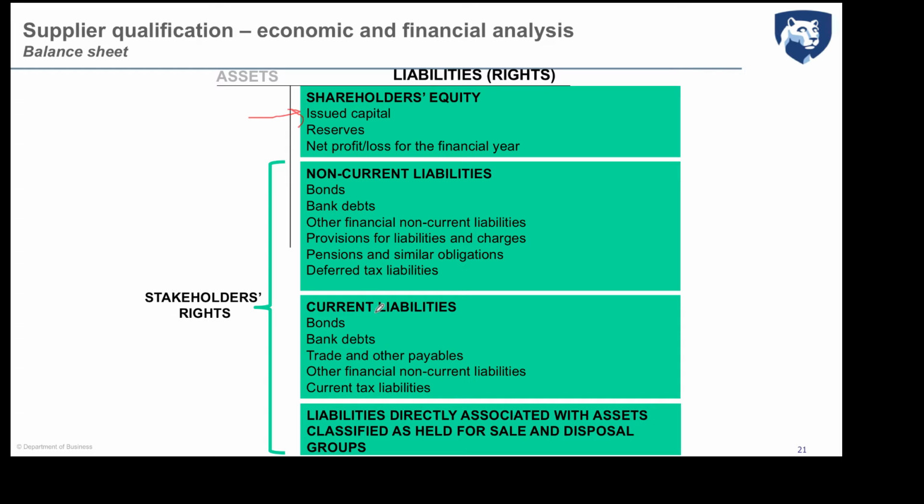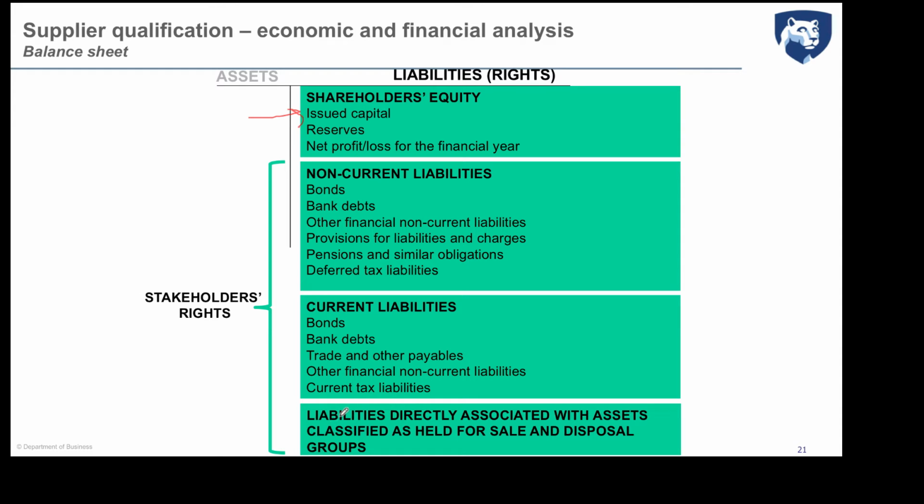Current liabilities instead are all the rights that people are having on my company, but just for this year. So I expect that short-term bonds, short-term bank debts, trade and other payables, other financial current liabilities and current tax liabilities will be over after the end of the year. So in the next design of the liability section of the balance sheet, I expect this not to be present anymore, in this form like today.